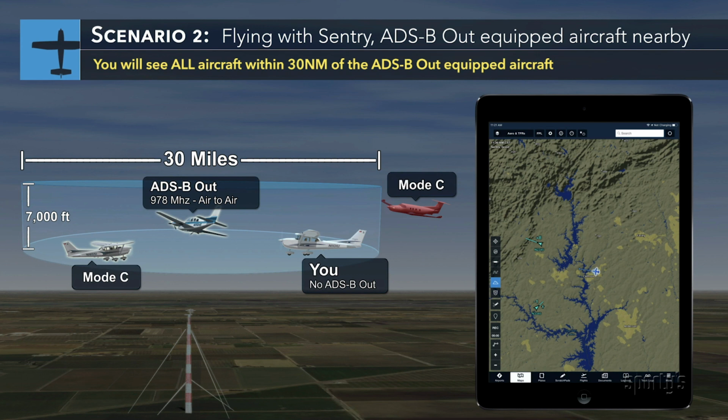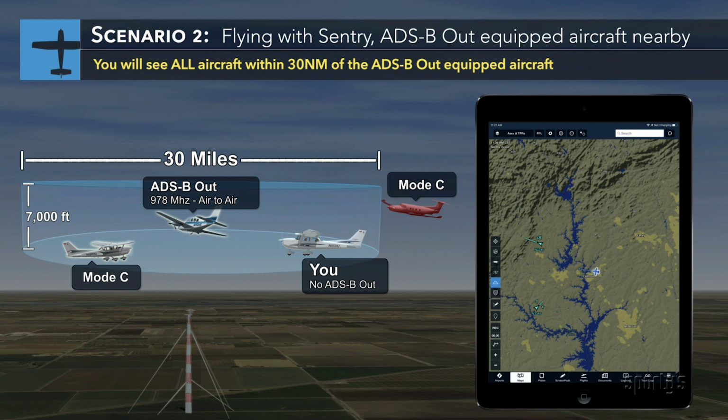So that's a nice feature of ADS-B traffic, that you're not just seeing other aircraft equipped with ADS-B out. You're also seeing Mode C targets. However, note that that Pilatus we still don't see because he is outside of what we call the hockey puck that's around the ADS-B out airplane. So we see all the aircraft within that hockey puck around the ADS-B out airplane, but we still don't have a complete picture. So it's just another reminder that even if you feel like you're seeing a lot of traffic, here's another situation where you don't have a complete picture.